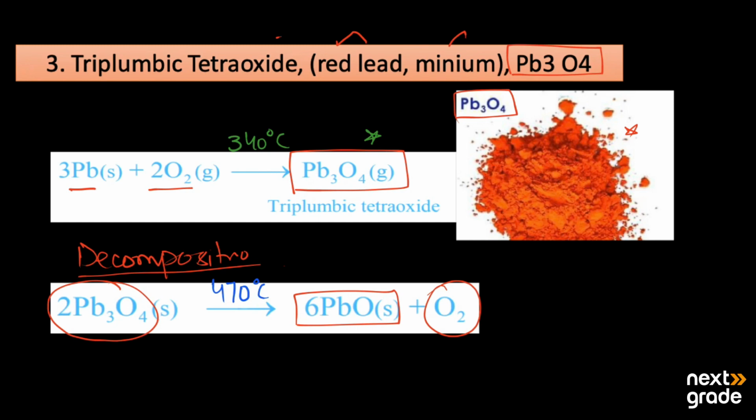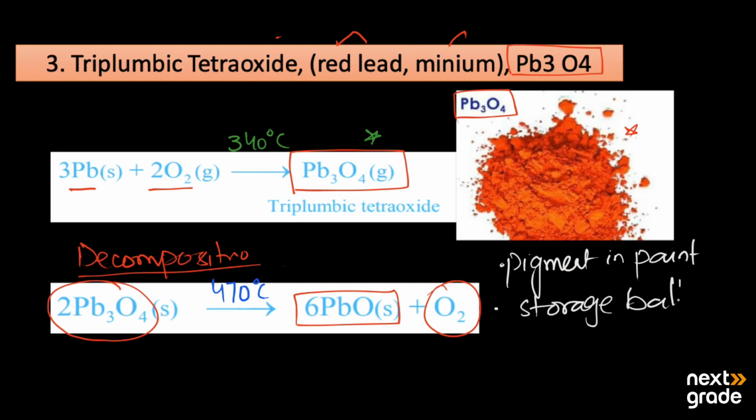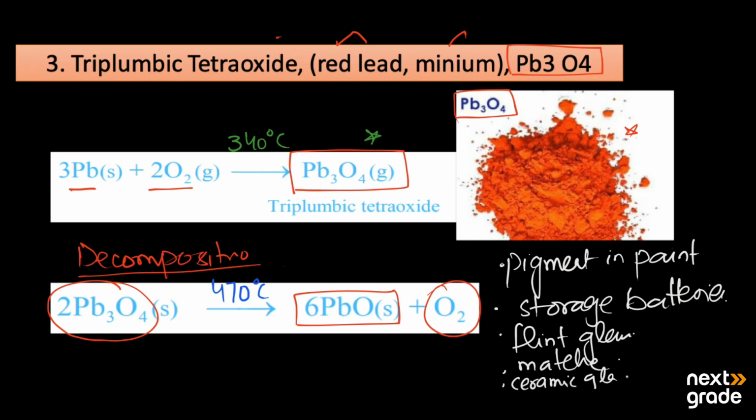Now, what are the main uses of triplumbic tetraoxide? It has many uses in our daily life. It is used as a pigment in paints. On the other hand, it is used in storage batteries. It is used in the formation of flint glass. It is used in the formation of matches, matchboxes, and it is also used in the formation of ceramic glazes. So this is a simple overview about the triplumbic tetraoxide.